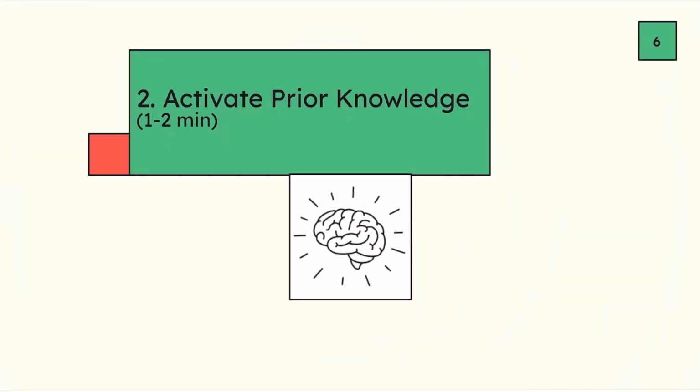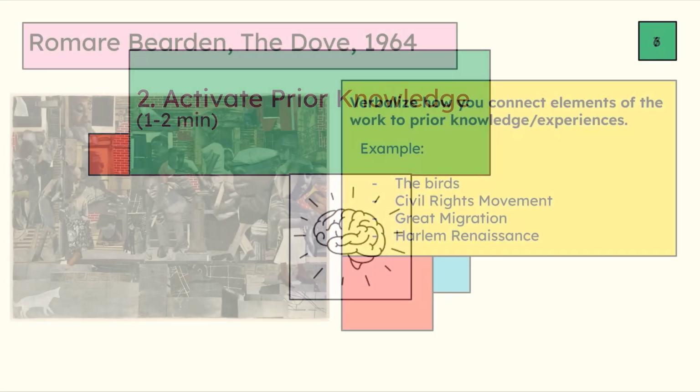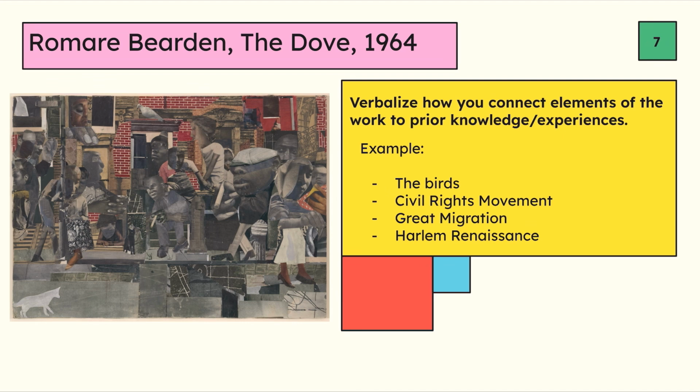Once we have developed our initial observations, we can proceed to activate our prior knowledge. As educators, we can approach this by sharing how we connect elements of the work to prior knowledge or experiences. For example, I know earlier I mentioned the bird. I can share my thoughts with my students by saying something along the lines of, the bird reminds me of how freedom is often symbolized in art. I wonder if this is meant to contrast with the crowded and constrained street that we see below, especially since the bird is overlooking these people.